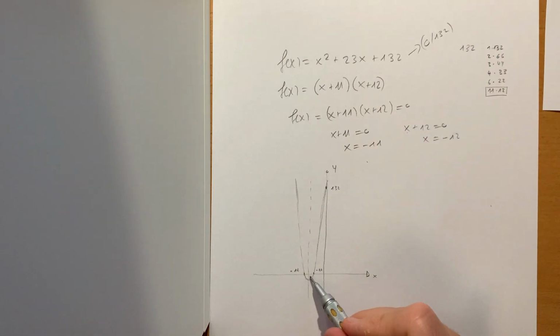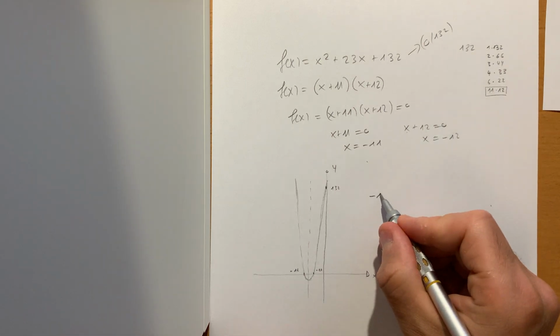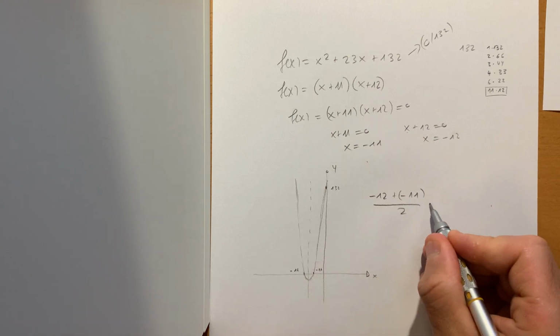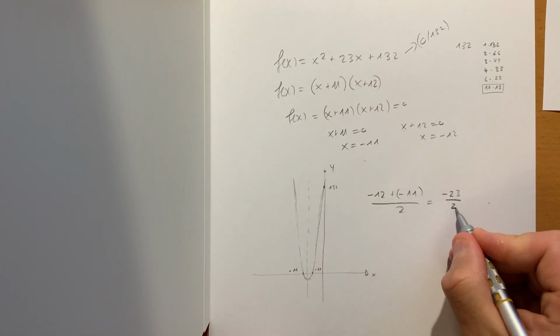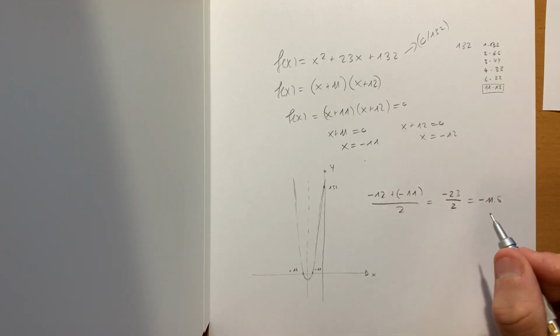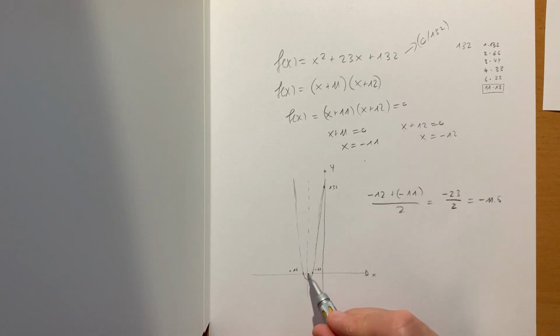Your vertex will be in between the zeros, right in between. So it's minus 12 plus minus 11 divided by 2. So that's minus 23 halves, which would be minus 11.5. So at minus 11.5, you will have your vertex. That would be here.